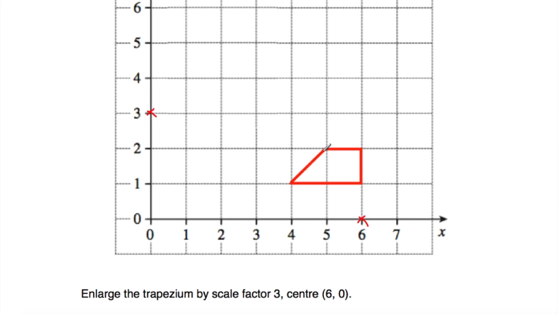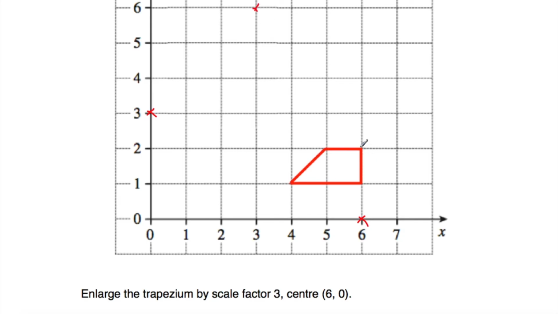Okay, now let's do this point here. To get to this point from the center of enlargement, we would go 1 to the left and 2 up. So we're going to times that by 3. So instead of going 1 to the left and 2 up, that'd be 3 to the left and 6 up. So 3 to the left, 1, 2, 3, and 6 up, 1, 2, 3, 4, 5, 6. That's going to be there.